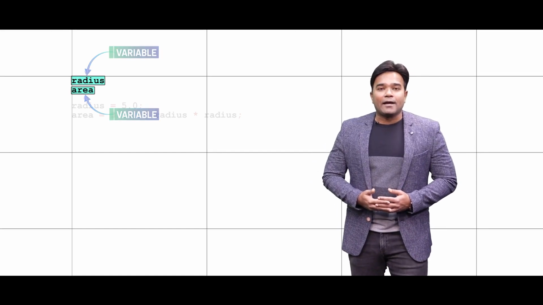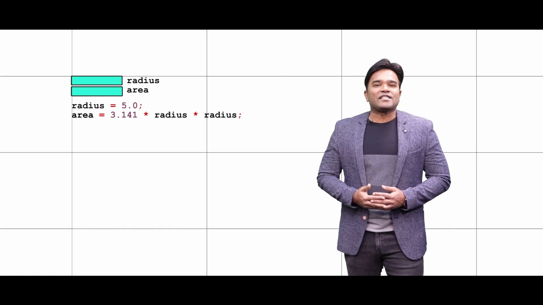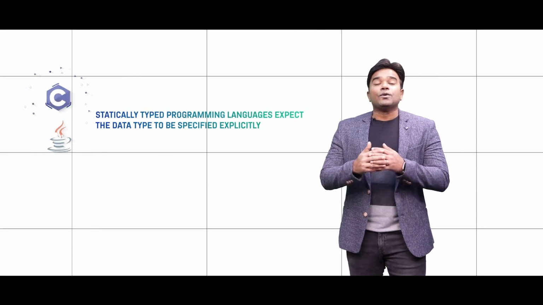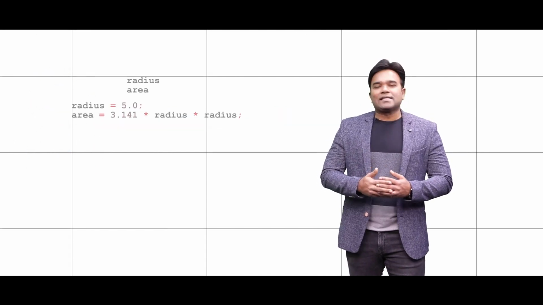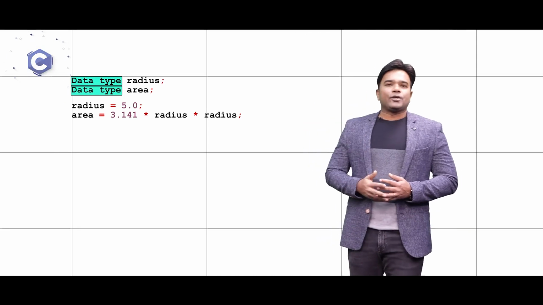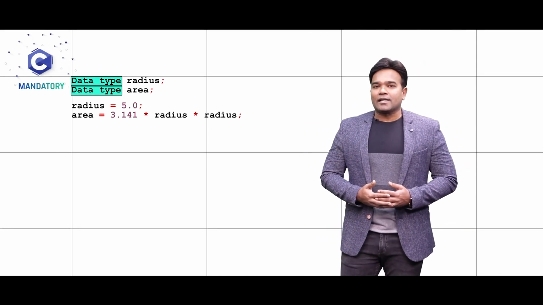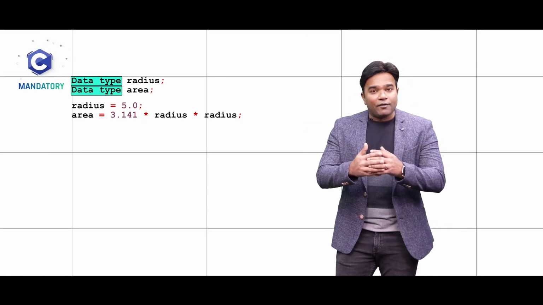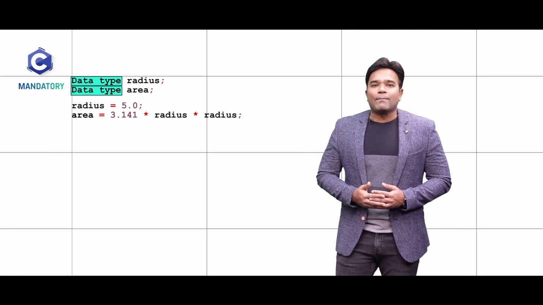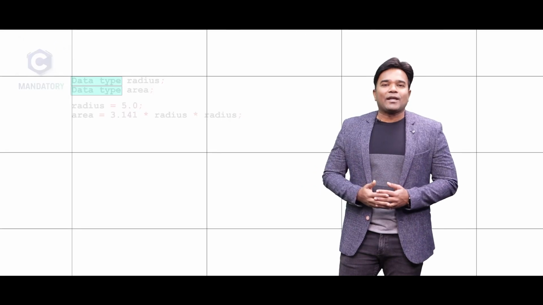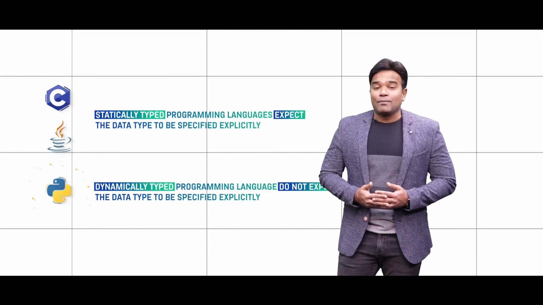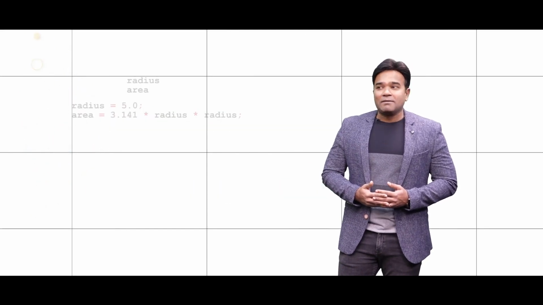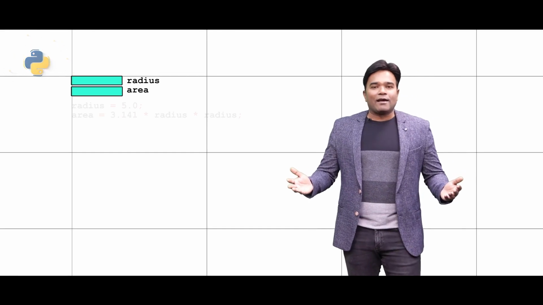We cannot just specify radius and area and leave it blank without specifying the data type, because as I told you, C language happens to be a statically typed programming language, and hence it is a compulsion for us to explicitly specify the data type. I would wish to say here that if you are coding the same program using a dynamically typed programming language like Python, yes, if at all you are coding the program using the Python language, then just specifying the variables would have been sufficient.